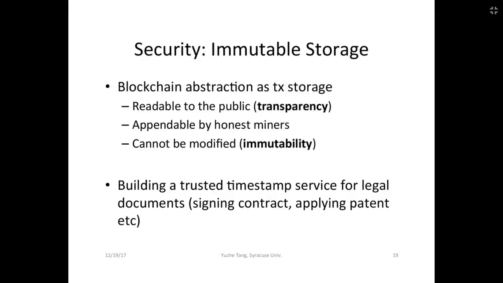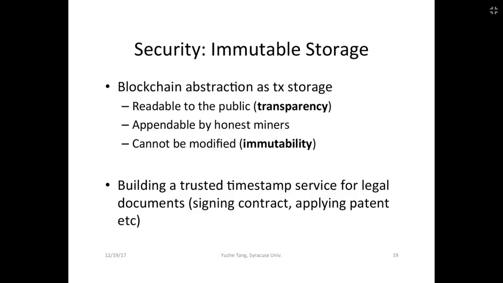Anything you put to the blockchain, once it is permanently stored there, anyone can view what's the content inside the blockchain. So it's readable to the public. In terms of write, it is appendable by honest miners, by some decentralized authority. And the third property is immutability, which means that once the transaction is settled in the blockchain, it cannot be modified.